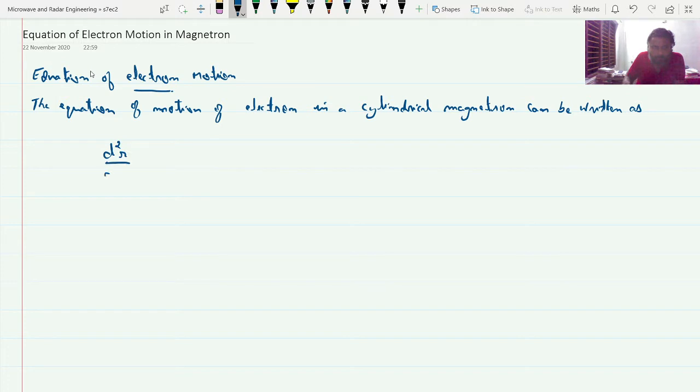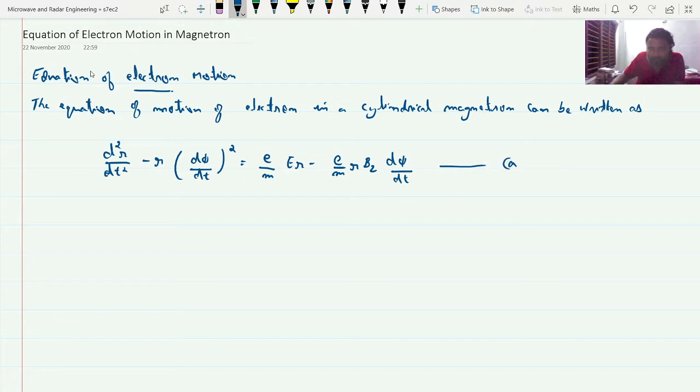d square r by dt square minus r into (d phi by dt) square should be equal to E by m times Er minus E by m times r B_z d phi by dt. I call this equation A. This is taken from the equation for a cylinder from electromagnetic theory.